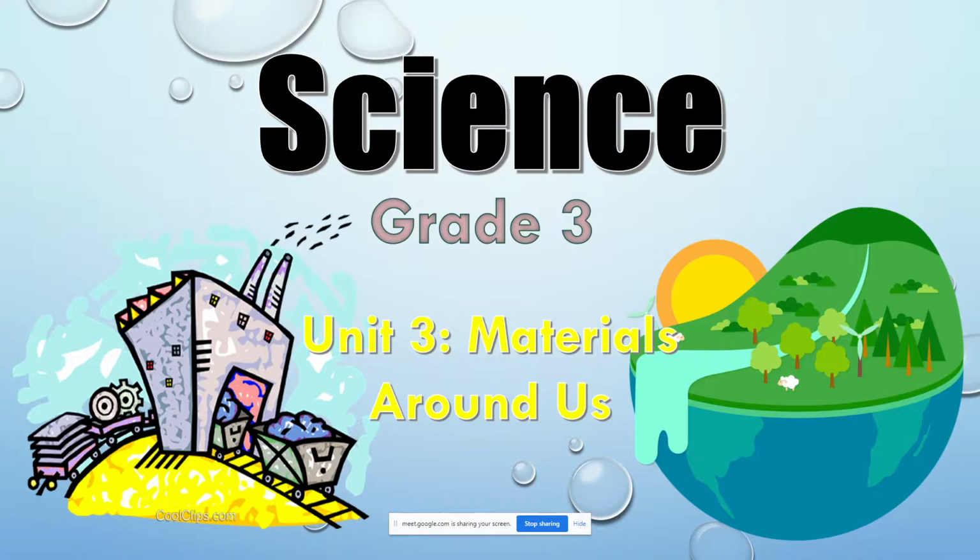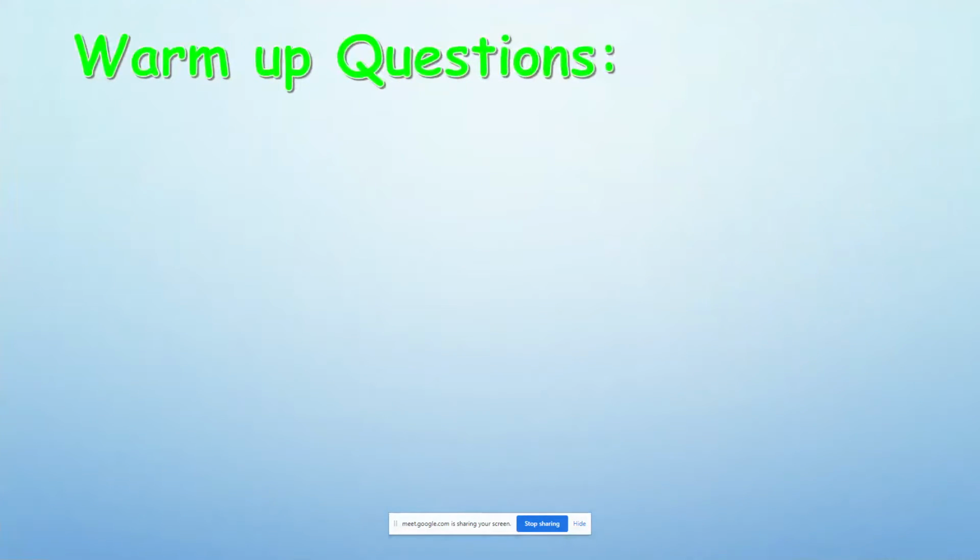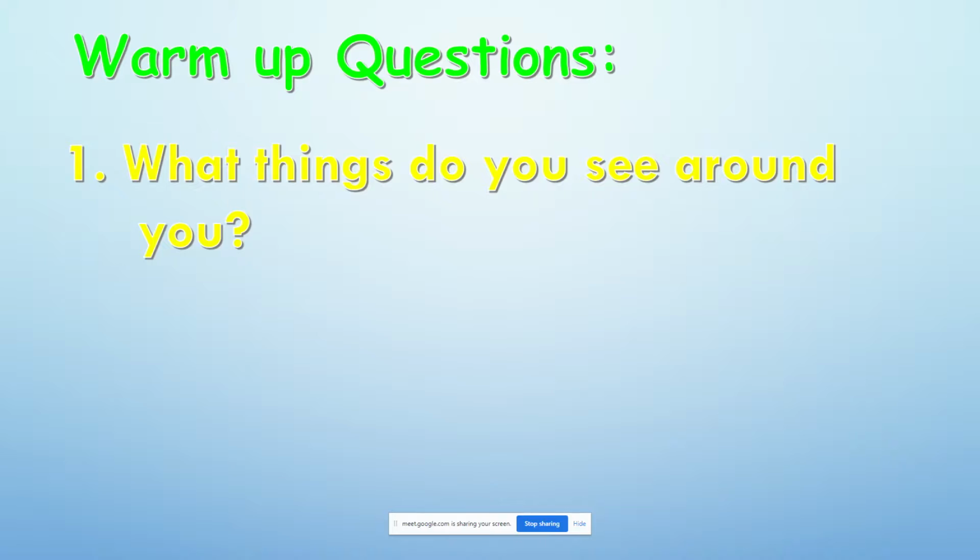We've discussed the different materials that we see around us in our environment, whether they are natural or man-made, what the different properties of materials are, and what we can do with these materials. For our warm-up questions, number 1: what things do you see around you? As of this moment, what can you see around you?